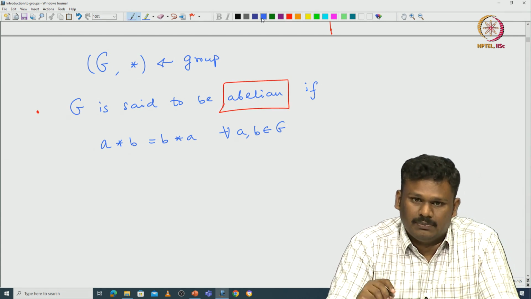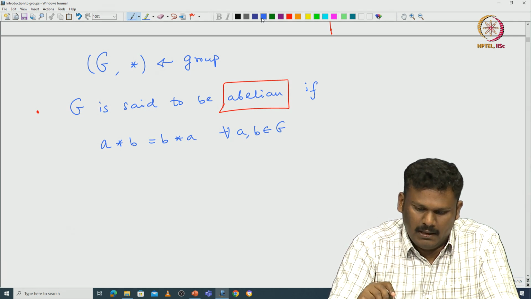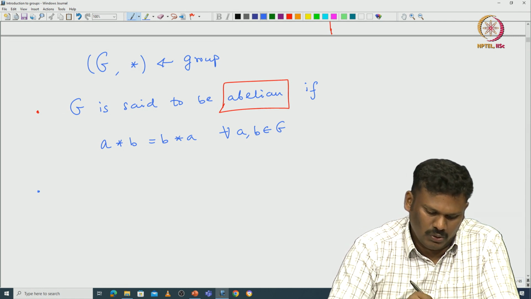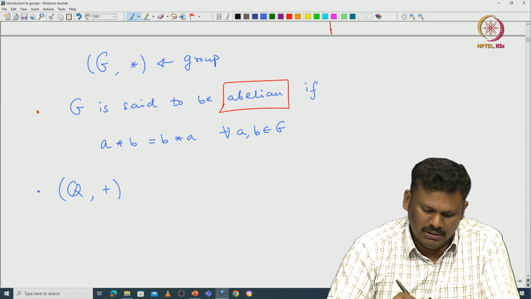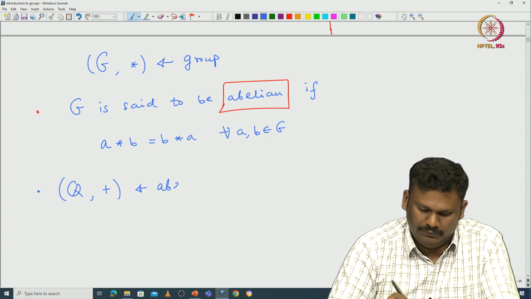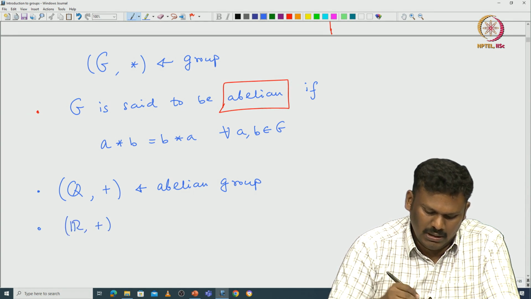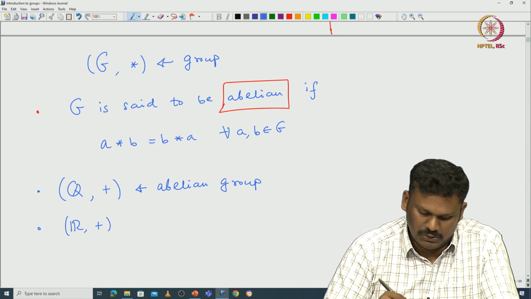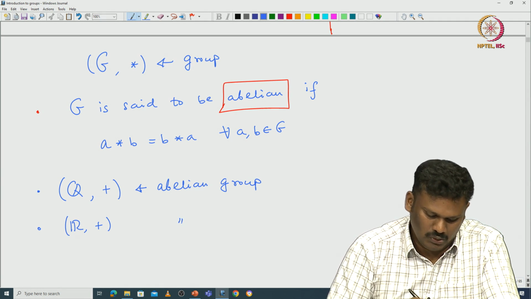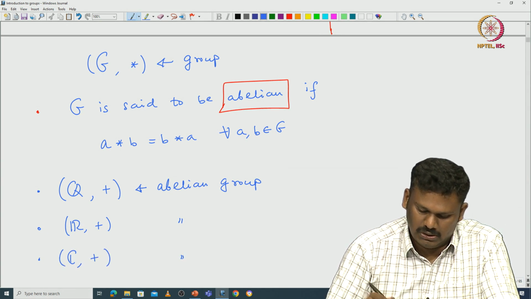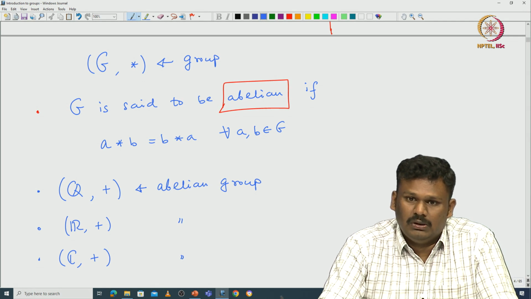So (Z, +) is one such example. There are many other examples that you must have seen. For example, you can prove that the set of all rationals with respect to addition is also an abelian group. Then you take, for example, R with addition, the set of all real numbers, and that is also an abelian group. Similarly, you can take complex numbers with respect to addition, and that is also an abelian group. I will leave it to you to think about.